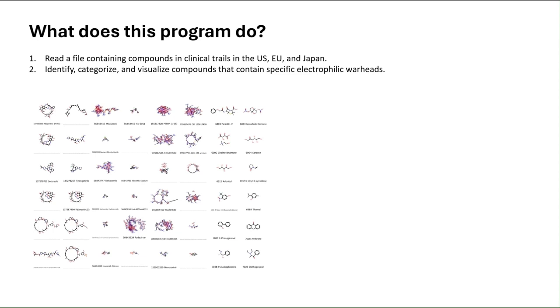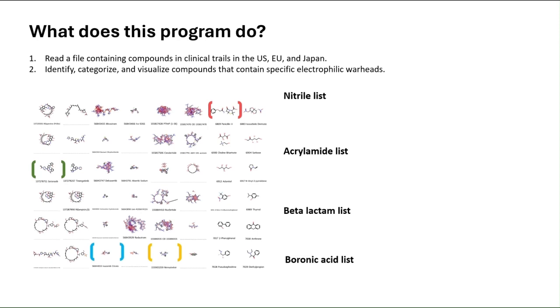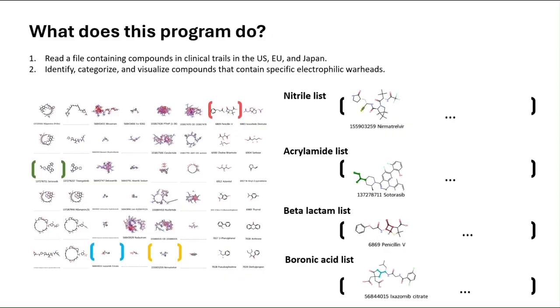Second, it needs to identify which of these compounds look like covalent drugs by checking whether their structures contain a reactive electrophilic functional group. I wanted this program to create a list for each electrophile type, categorize any potential covalent compounds, and draw the compounds with their electrophilic warheads highlighted.